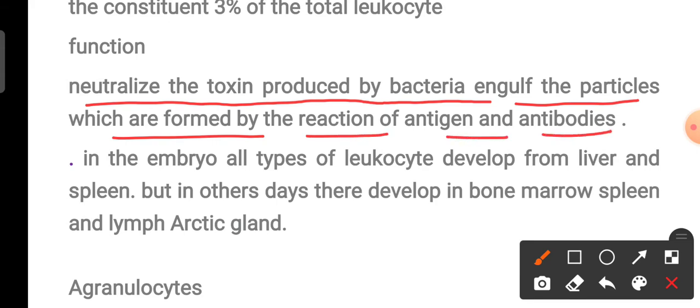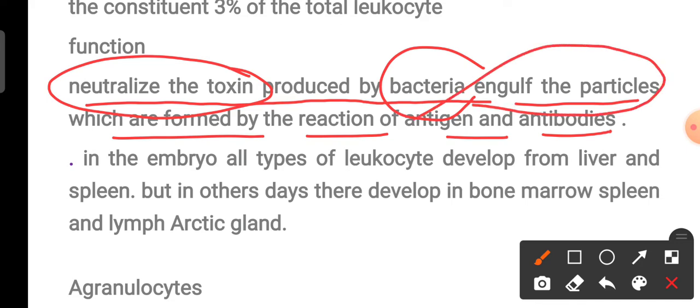यानी बाहर से जितने पैथोजेंस आते हैं और टॉक्सिन्स आते हैं सबको न्यूट्रलाइज करता है, that is the thing. And बैक्टीरिया बाहर से जब आते हैं उसको engulf करके खा जाते हैं.